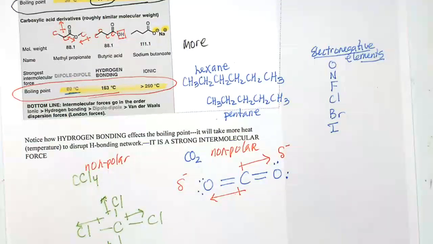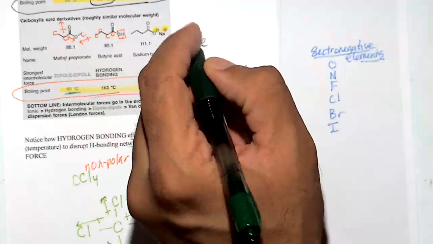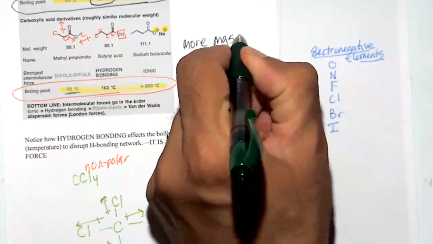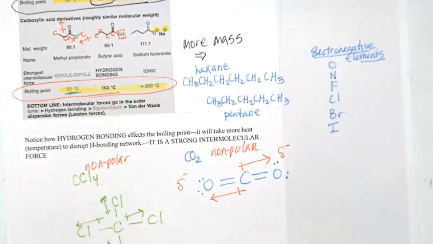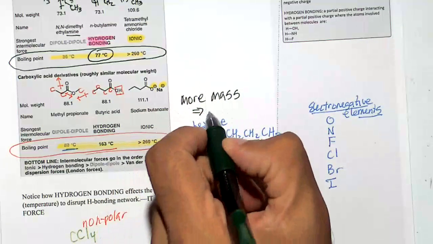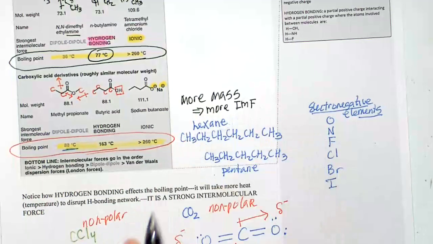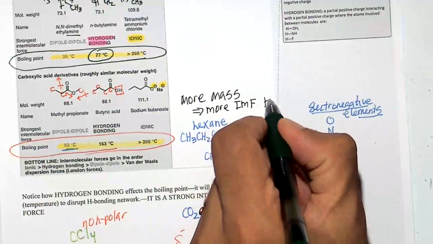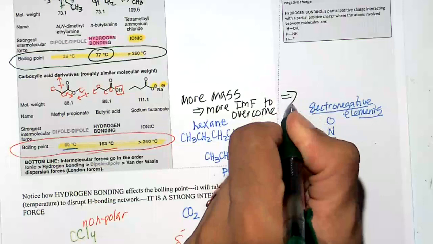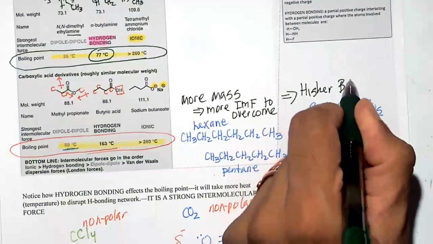So which would have higher intermolecular forces, hexane or pentane? Which would have more intermolecular forces? Hexane. Okay, so more mass, more intermolecular forces to overcome, and that implies a higher boiling point. Okay, more IMF to overcome. And all of this means higher boiling point.